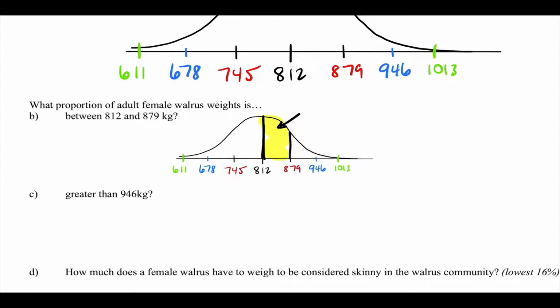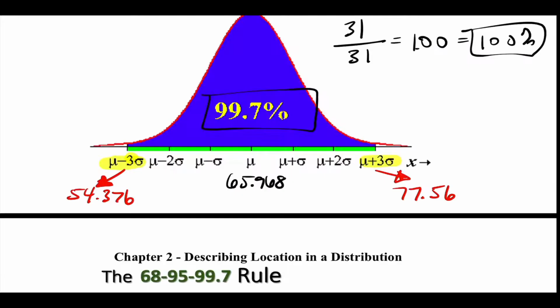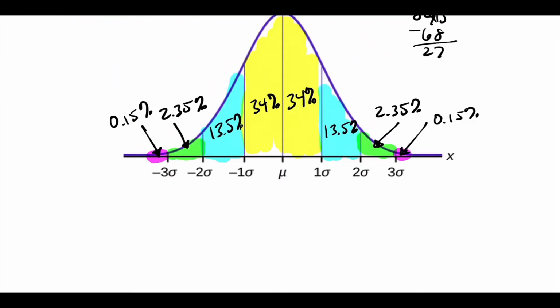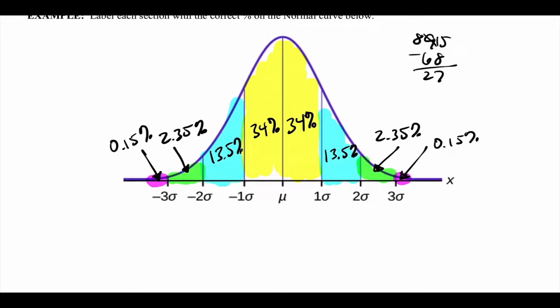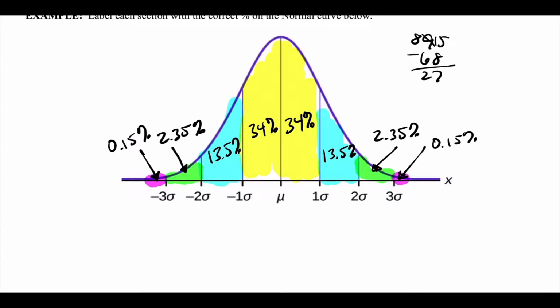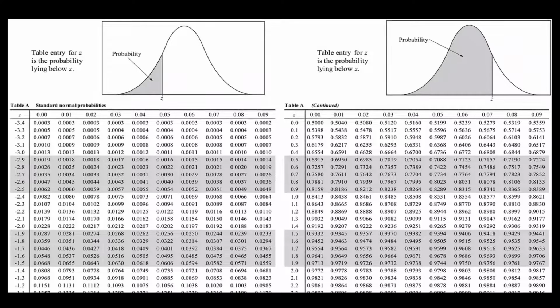You could figure it out on your own, but didn't we just do that? Don't we know the distance between the center and 1 standard deviation above? We did that yesterday. Right here. The mean and 1 standard deviation above. The percent in there is right here, 34%.